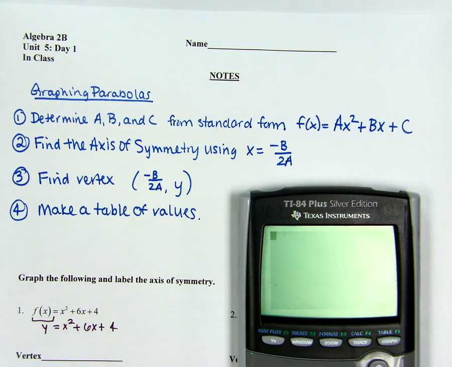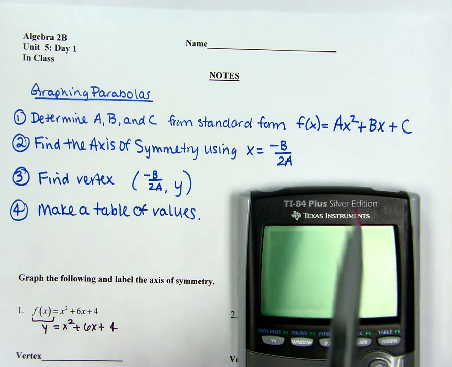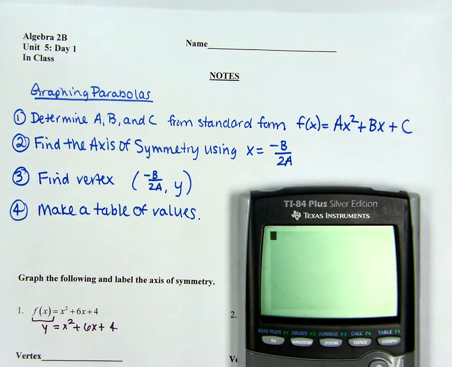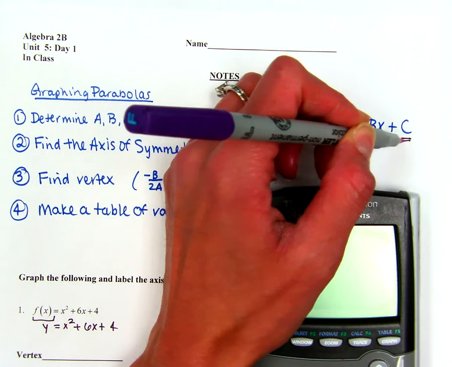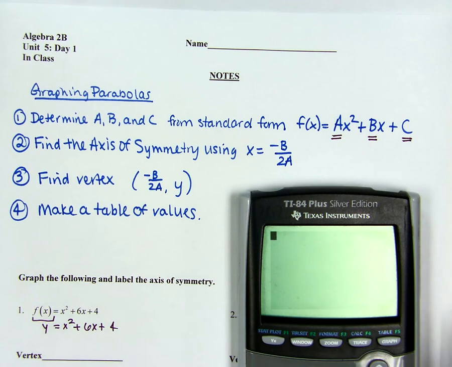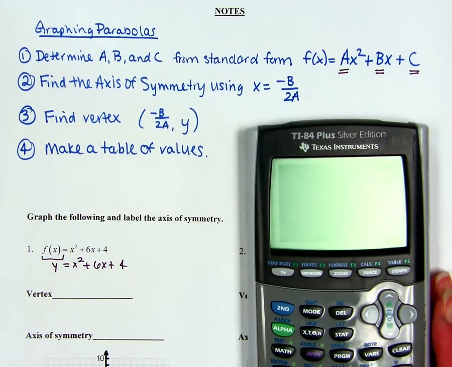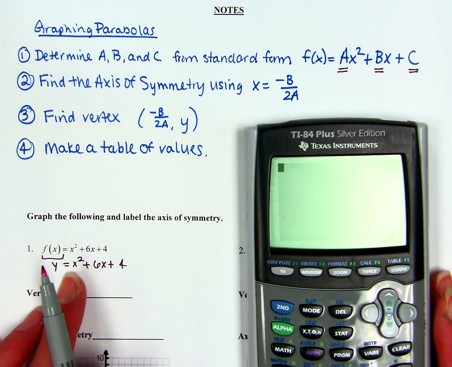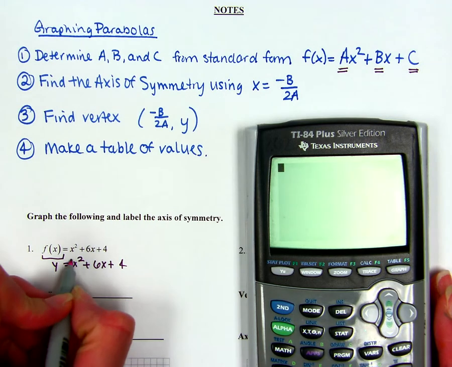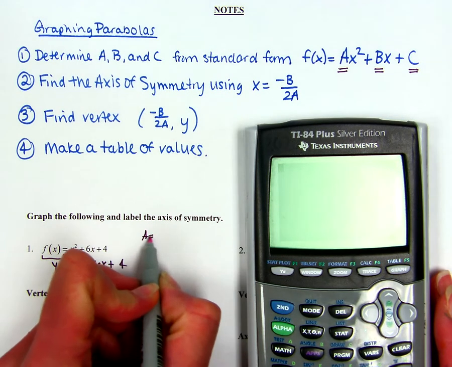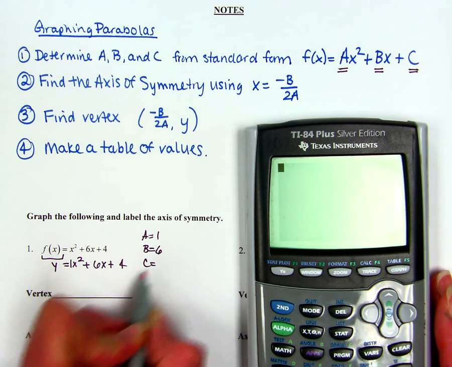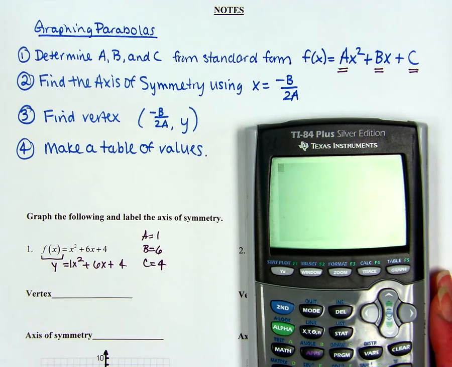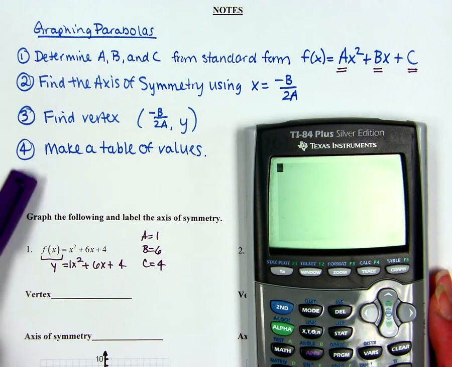So step number 1 said determine a, b, and c from the standard form of f of x equals ax squared plus bx plus c. So a is the number that's in front of the x squared, b is the number that's in front of the x, and c is the number that's just added at the end, or subtracted at the end. So if you look at the first problem, this says x squared. If there's no number in front, we should remember that there's really a 1 here. So I'm going to say a is 1, b is how many x's I have, that's 6, and c is 4. So I'm going to use those values to do the rest of the problem.